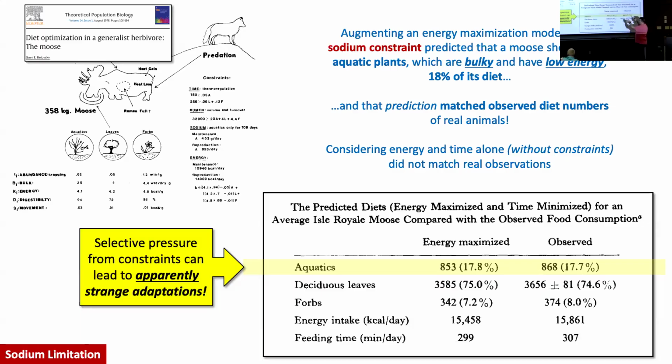So sodium seems to be driving this moose to these aquatics. These are extremely bulky, very low calorie content, and yet they're 18% of their diet. So it seems like this moose is doing a really weird thing if we only think in terms of calories. But if we expand and think in terms of the other micronutrients that are necessary for the moose physiology, then we start recovering what real moose are actually eating. So nutrient constraints drive weird behaviors. That's the kind of key message here.